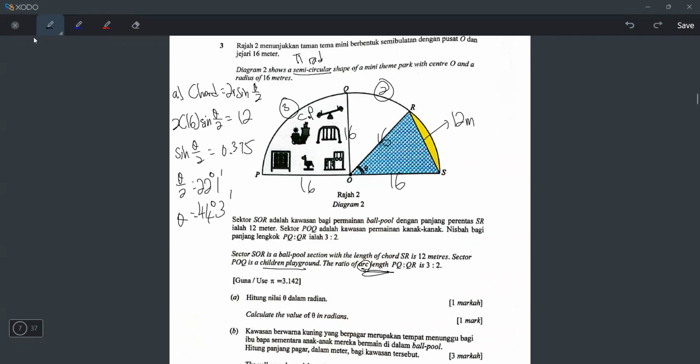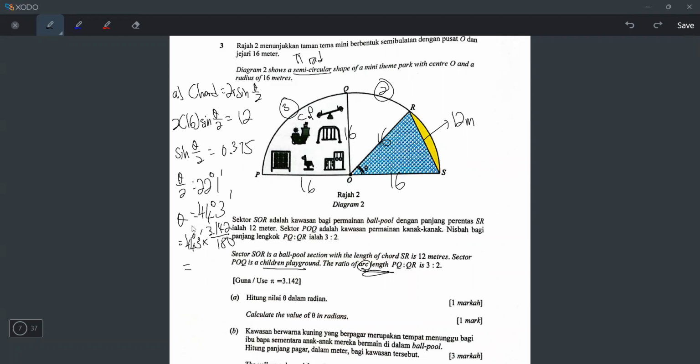But they want the answer in radian, right? So finally, you just take this and multiply by pi divided by 180 degrees. Pi is 3.142. They say use 3.142 over 180, because I want to change, right? So just use the answer times 3.142 divided by 180.